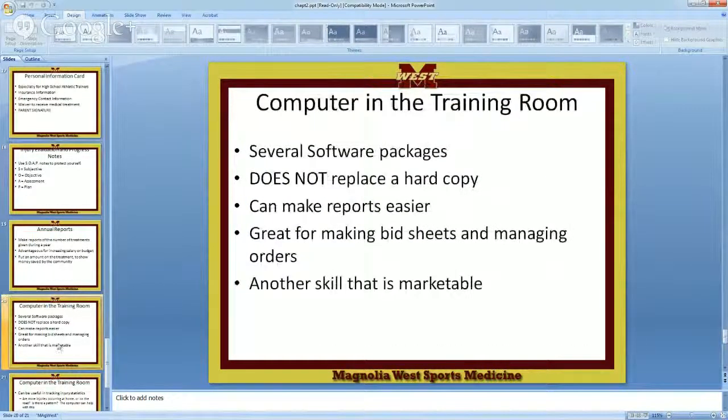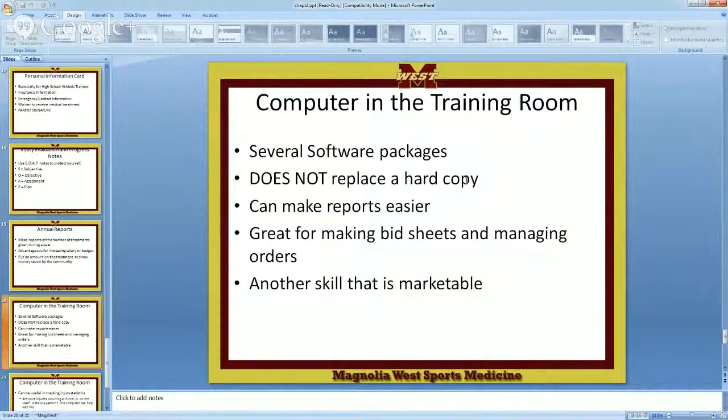Number 20, computer in the training room. It does not replace having a hard copy. There's only 2 kinds of hard drives, those that have crashed and those that will. So you need to print. All right, computer in the training room can also make making reports a lot easier.